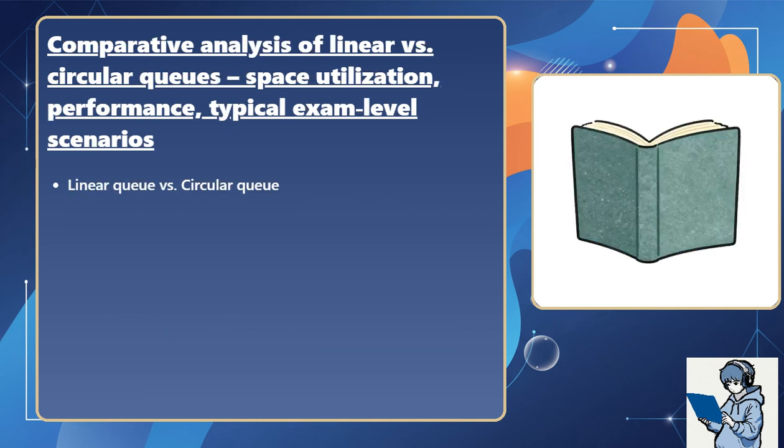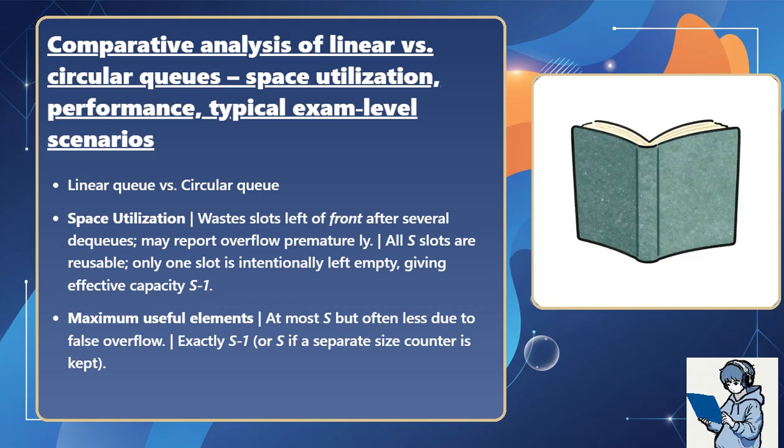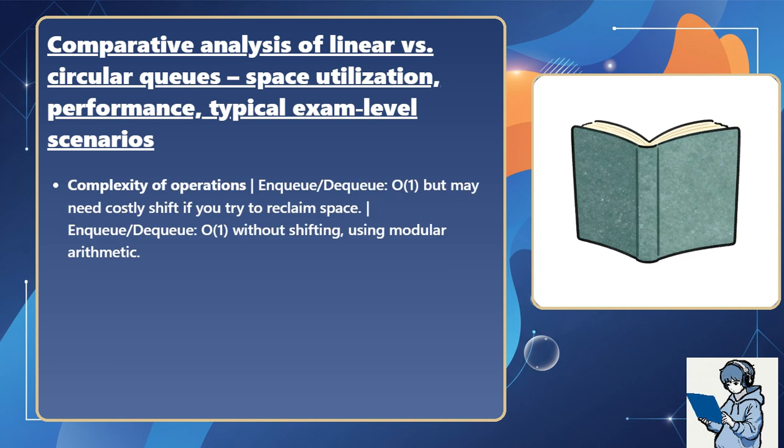Linear queue versus circular queue. Space utilization. For a linear queue, wasted slots left of front after several dequeues may report overflow prematurely. For a circular queue, all S slots are reusable. Only one slot is intentionally left empty, giving effective capacity S-1. Maximum useful elements. For a linear queue, at most S but often less due to false overflow. For a circular queue, exactly S-1, or S if a separate size counter is kept. Complexity of operations. Enqueue and dequeue are big O of 1, but may need a costly shift if you try to reclaim space for a linear queue.